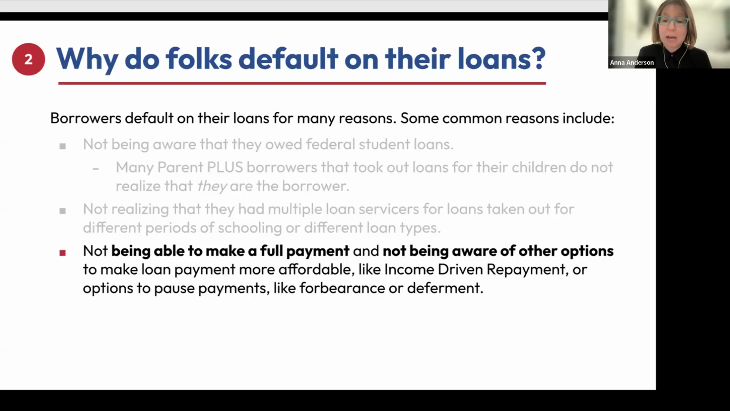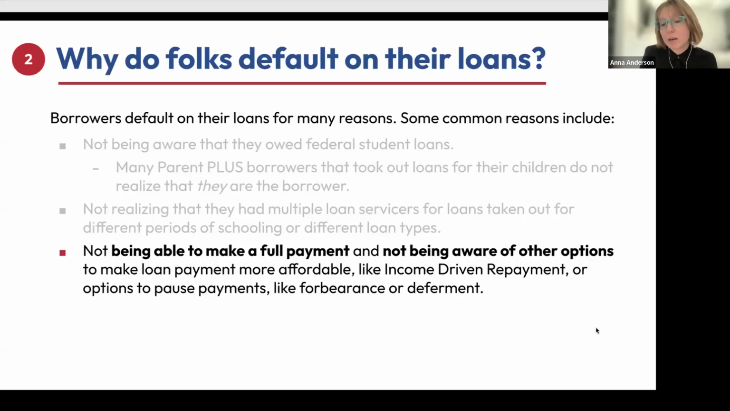And folks are just not being told by their loan servicers that they actually have other options in those situations if they can't make a full on-time payment, such as putting a pause on their student loan payments in a forbearance or deferment, or even signing up for an income-driven repayment plan that would make their payments more affordable because it would be based on their income and their family size and not just based on the loan amount.